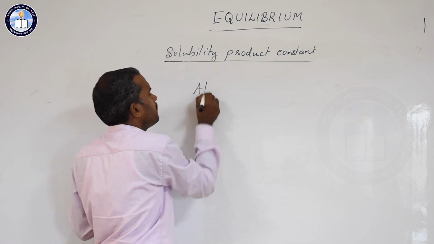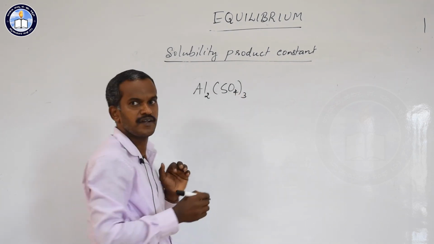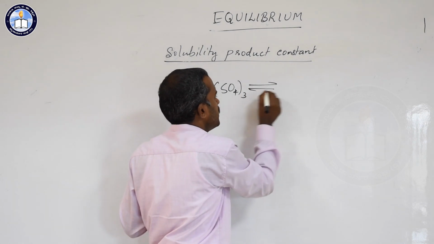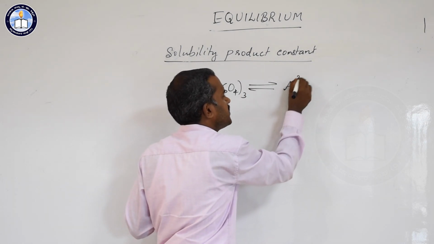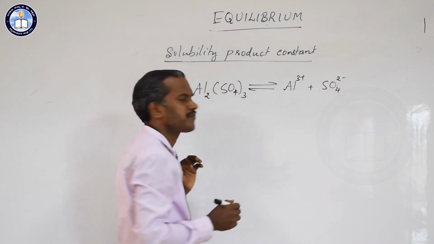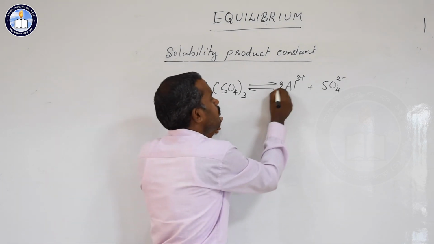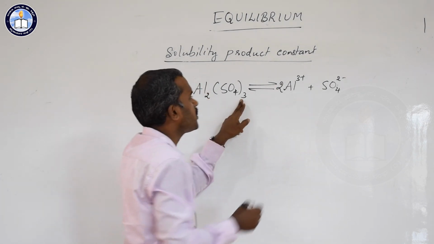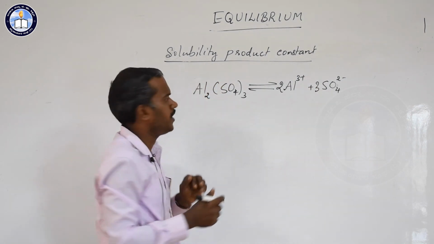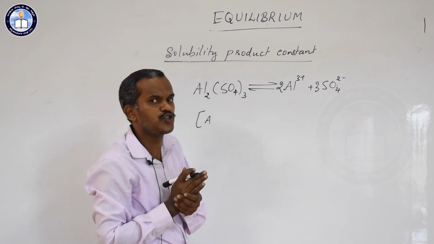Let me take the example aluminium sulfate, Al2(SO4)3. Now if it is a sparingly soluble salt, it dissociates partially. You know it forms aluminium Al3+ and SO4 2-. Okay, you have to balance the equation. It is Al2, so it is 2 moles of Al3+ and 3 moles of sulfate. There is a difference. Now we can consider the molar concentrations or we can consider the solubility in terms of moles.